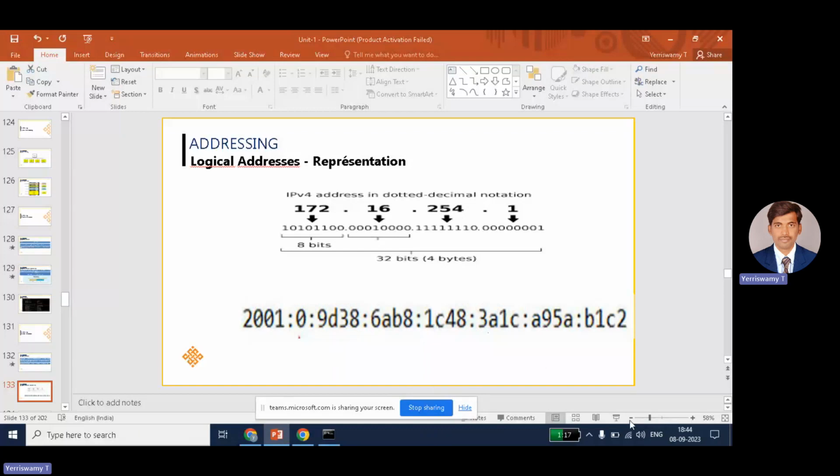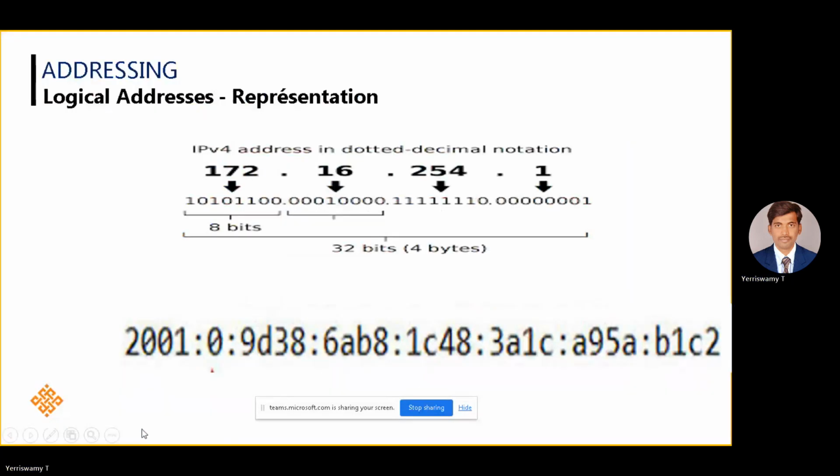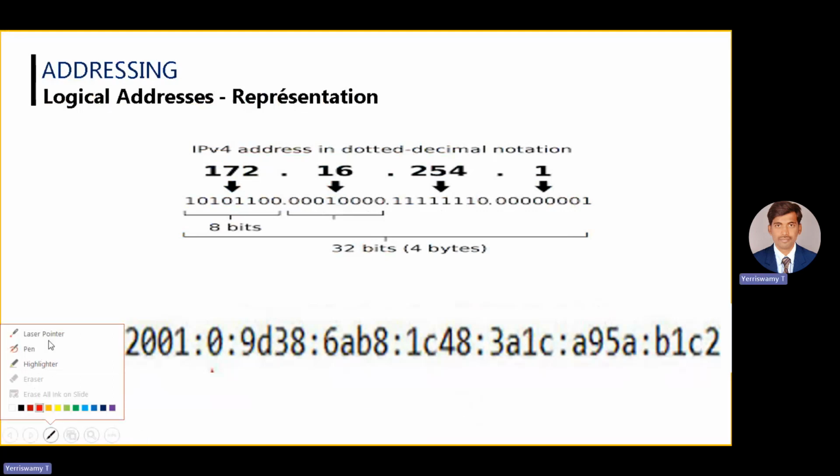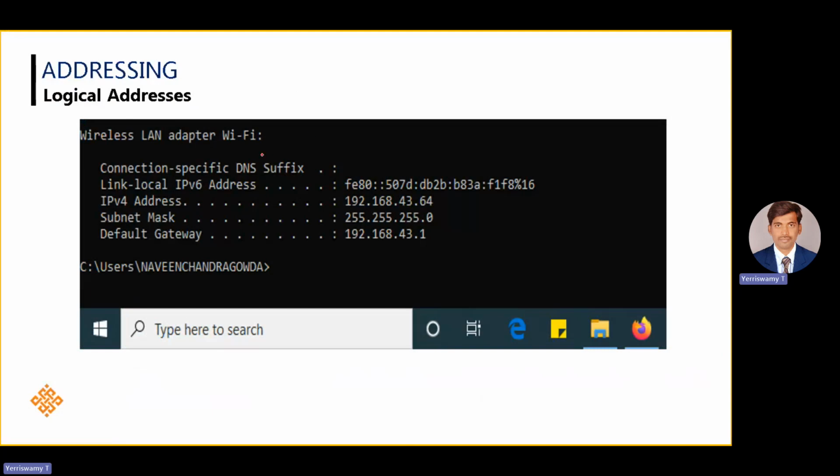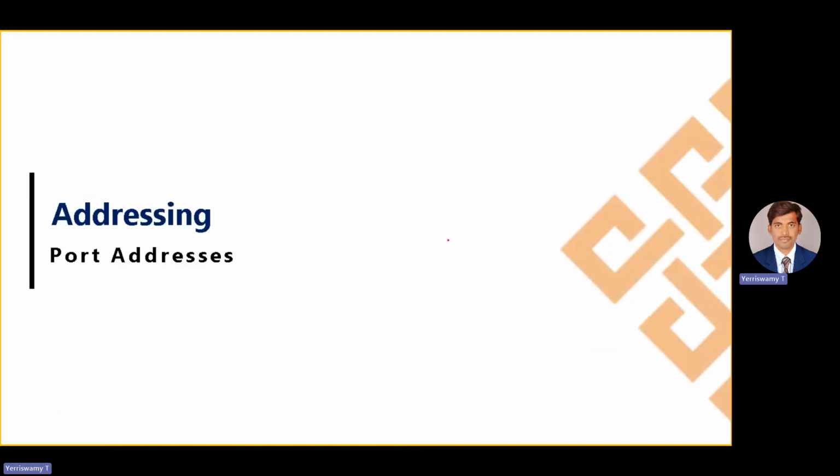So we have 2 types of addresses, one is IPv4 and another one is IPv6. Please note this IP address is checked in the network layer of the OSI model or TCP/IP model. This is the command, as I told you, you just type ipconfig, then you will get the IP address, MAC address, subnet mask. All this we will see in the upcoming videos.